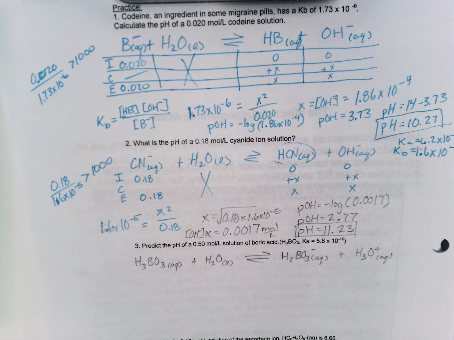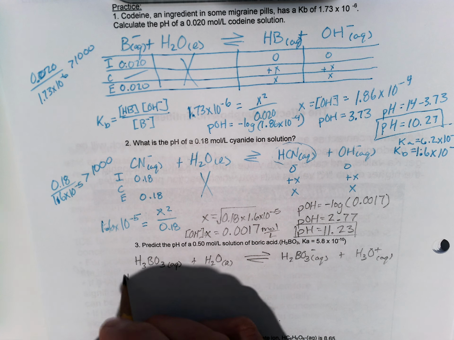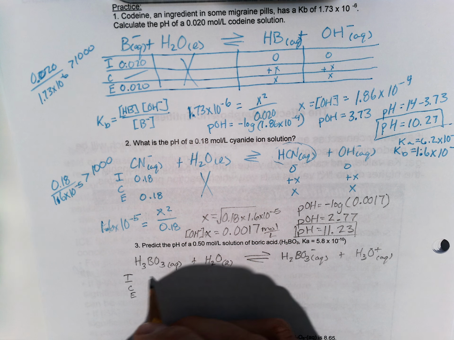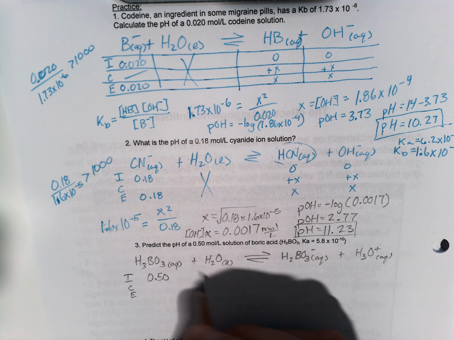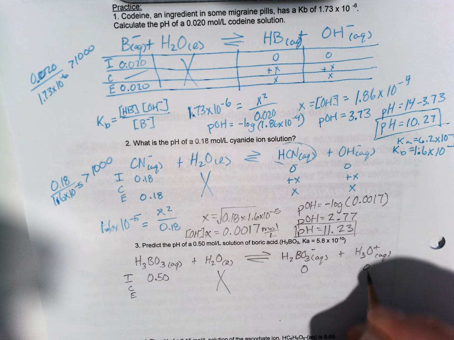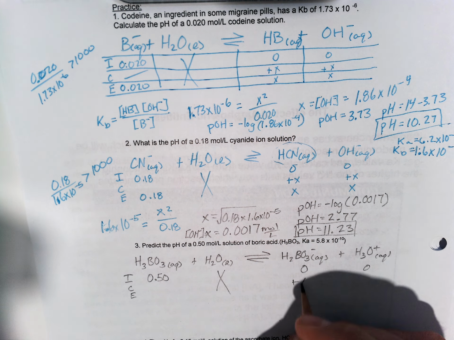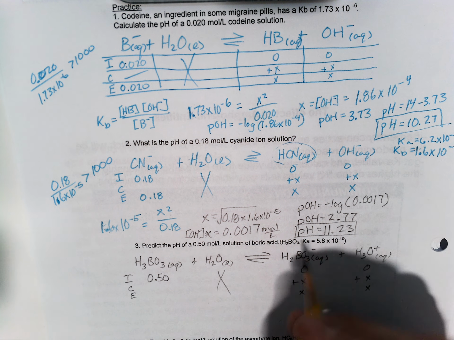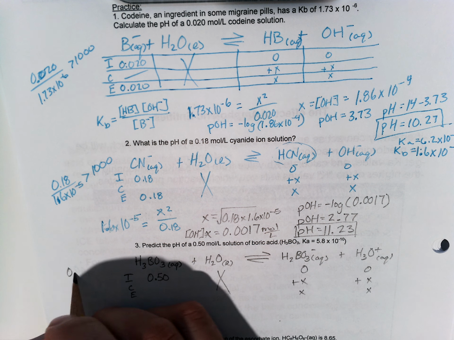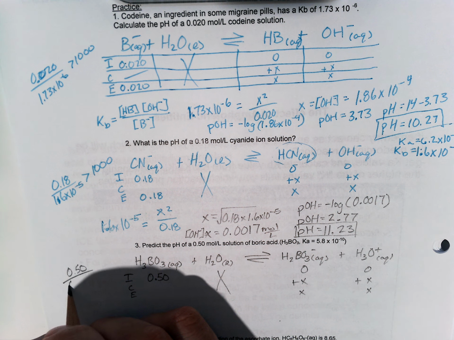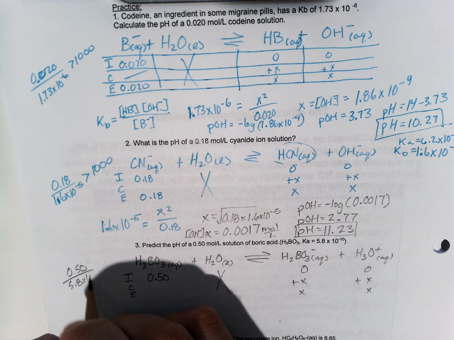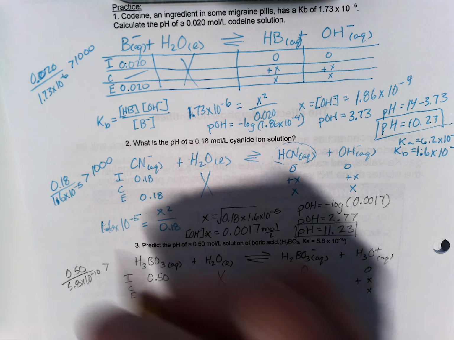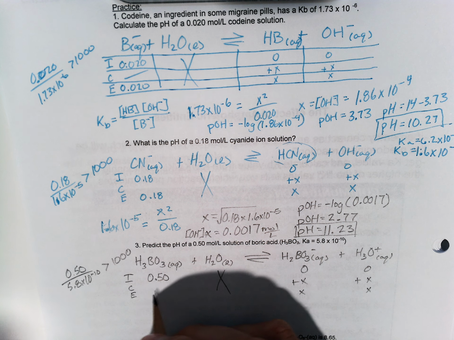Okay, now again, ice table. Okay, the solution, this is 0.50. This doesn't matter. These are both 0 plus x plus x. These are going to both be equal to x. And then we know the Ka, so we can do 0.50 divided by our Ka and see if it's greater than 1,000. And it is. It's way bigger than 1,000. So this change won't matter. 0.50.